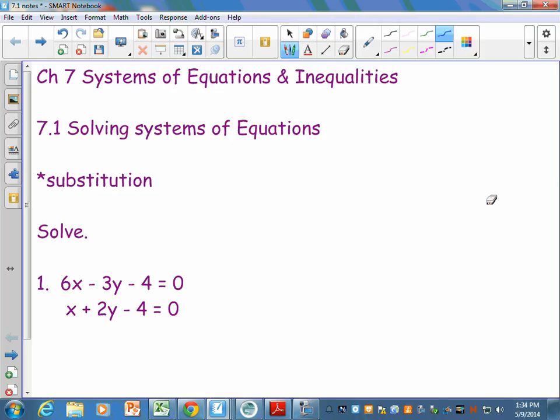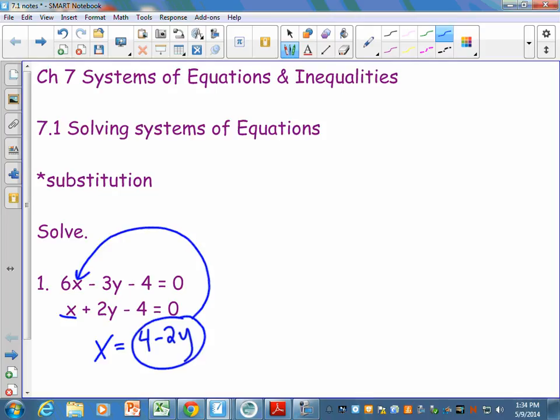If I was going to do substitution here, which is the best letter that I could solve for? In the top or the bottom? Yeah, you don't want to get fractions. If you're going to get fractions, substitution is not the way to go. But we could solve for this, and we could say that x equals 4 minus 2y. And the good old substitution property says that if x equals this, then I can take that and plug it in for x in the other equation.